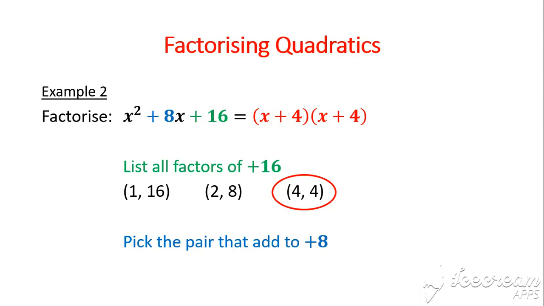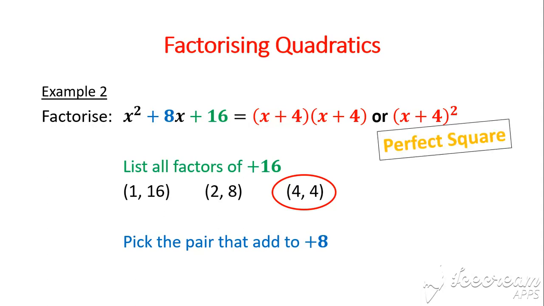Now both brackets are the same, so it doesn't matter which way around we write them, but you can simplify this to x plus 4 all squared. Because both brackets are the same, we're multiplying and squaring it. This is called a perfect square.